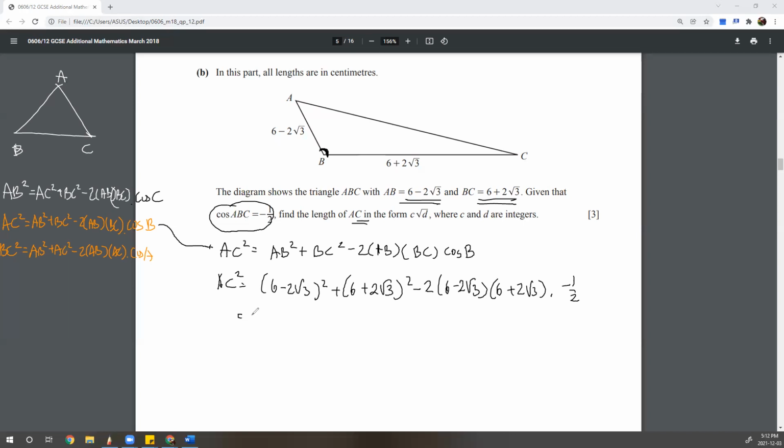So do it slowly, super slowly. 6 minus 2 square root 3, I want to expand this. It becomes 36, subtract 12 and subtract 12, so subtract 24 square root 3. Don't forget to write square root 3. And 4 times 3 is 12, plus 12. For the next one I just copy it below but change the sign: this is minus, this is plus, so everything is plus. 36 plus 24 square root 3.